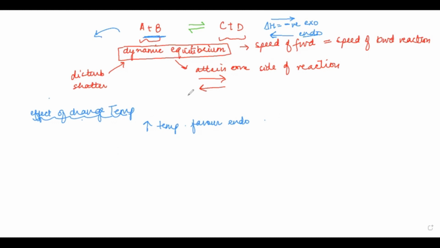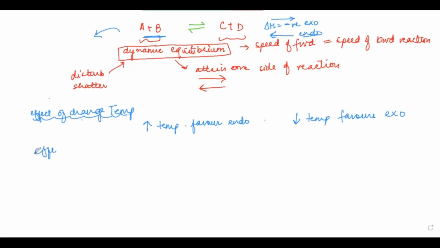Now, the opposite of that: if I decrease the temperature, then what happens? The decrease in temperature is going to favor the exothermic side. So whatever temperature the dynamic equilibrium was attained at, if I lower the temperature, it will favor the exothermic side. In this scenario the forward reaction is exothermic, so the equilibrium will be shattered, and the direction of the reaction is going to go forward. So that's the change of temperature.